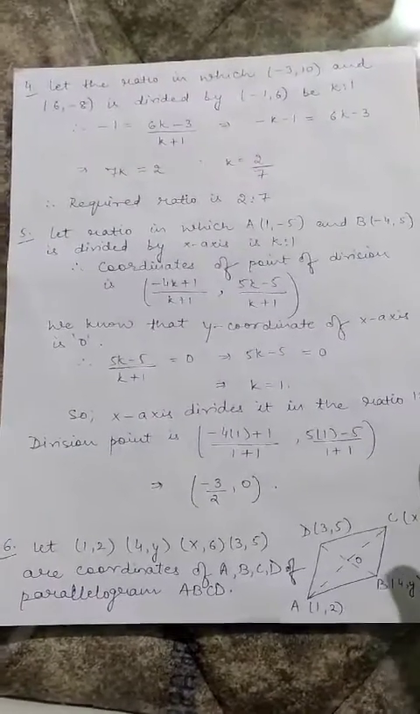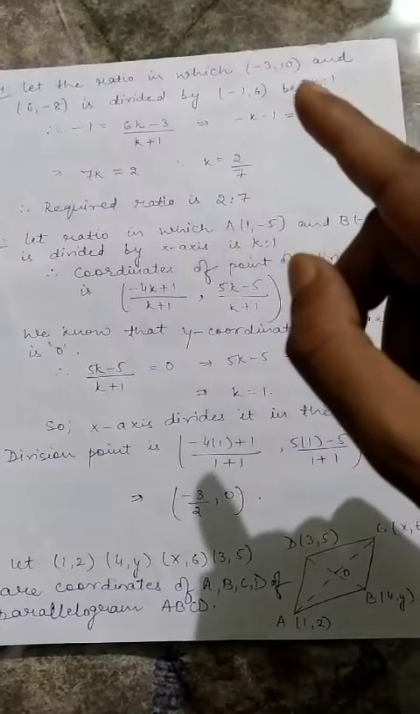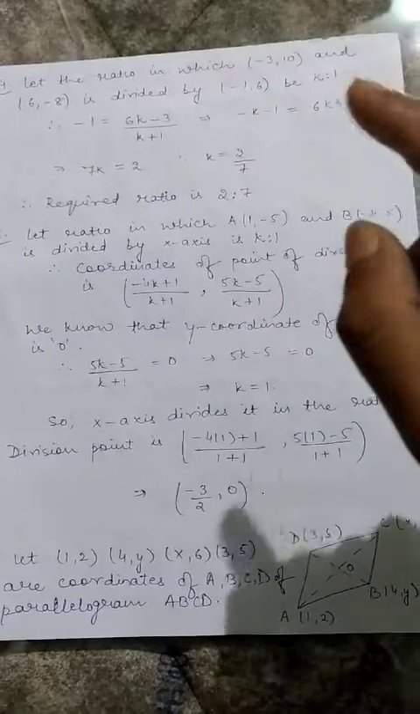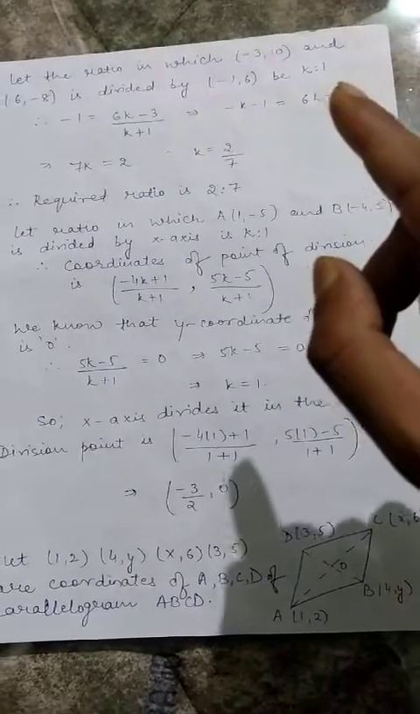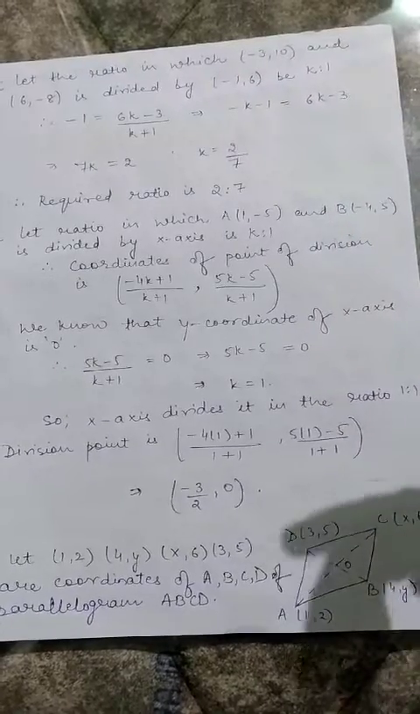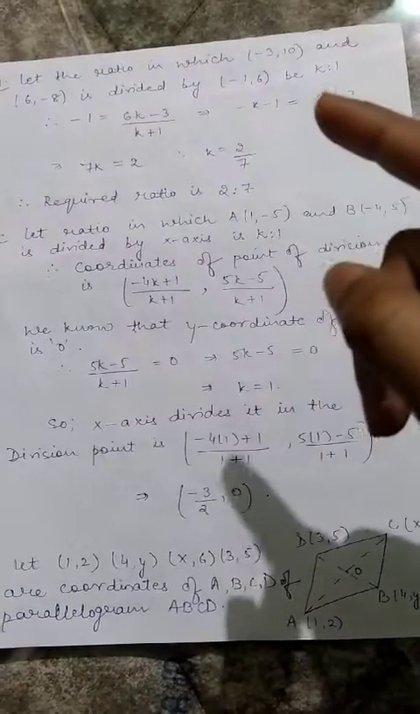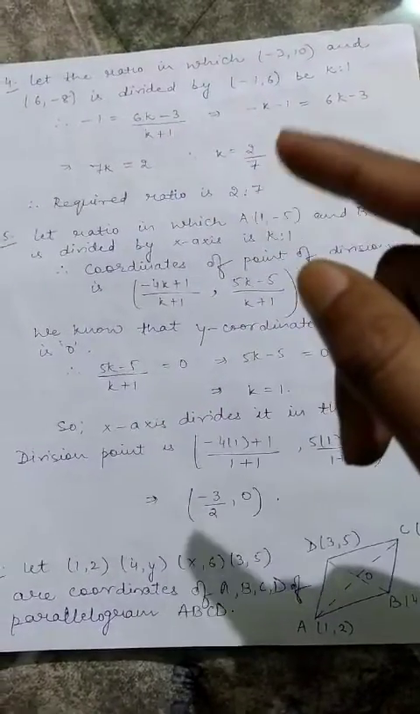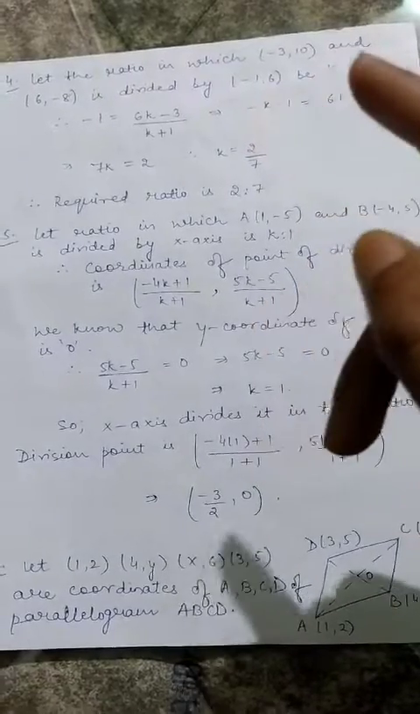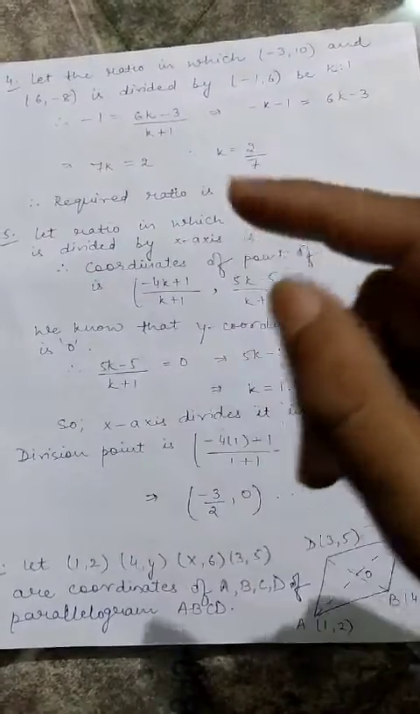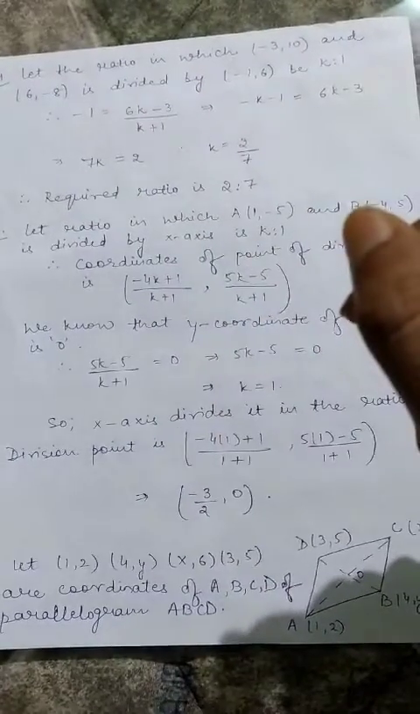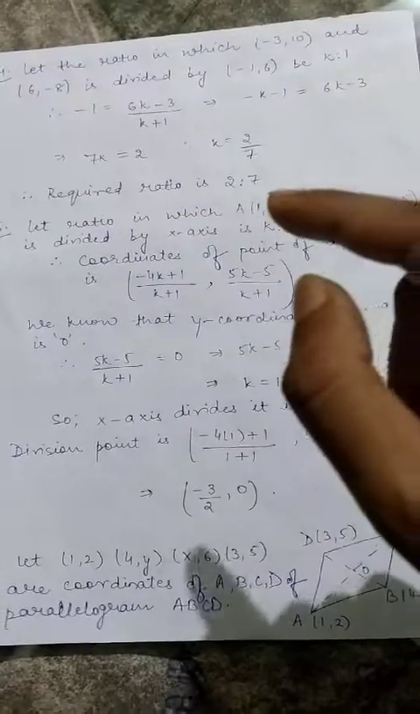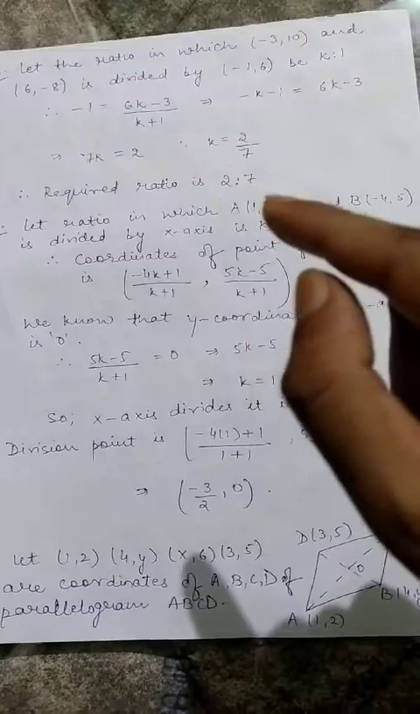Now the fourth sum: let the ratio in which (3, minus 3, 10) and (6, minus 8) is divided by (minus 1, 6) be k ratio 1. Since the ratio is not given to us, we have taken it as k ratio 1. We can also take it as m1 ratio m2. So for the values, minus 1 equals (6k minus 3) upon (k plus 1); we have just put the value minus 1 equal to these two ratios. Here the value of x is given to us. So on solving the value of x, we get the ratio k, that is 2 upon 7. So this is our m1 ratio m2. So m1 is 2 and m2 is 7.